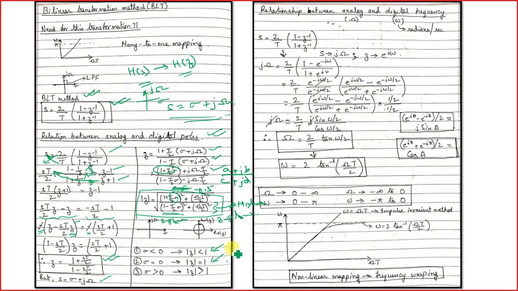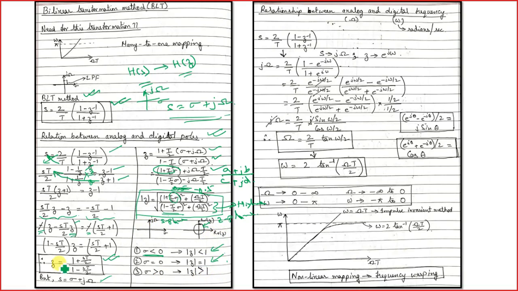So what does this say? This says if you place the poles in the left hand side of the S-plane, your poles in the digital plane will be within the unit circle. Then in the second case, if you place a pole on the imaginary axis, the pole will be on the frequency axis in the Z-plane, which is the unit circle, right? And lastly, when sigma is greater than 0, we get modulus of z greater than 1. Okay, that is outside the unit circle.